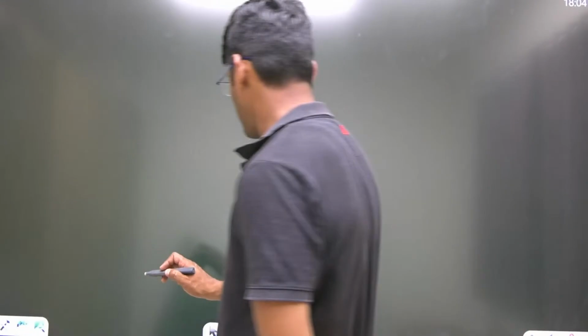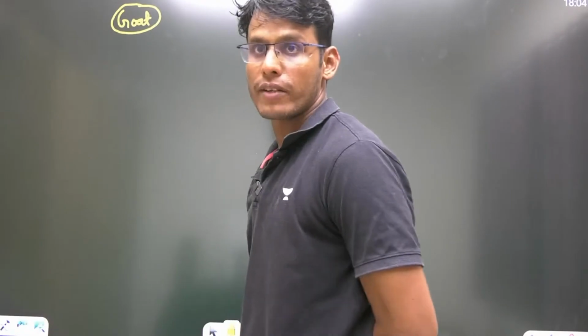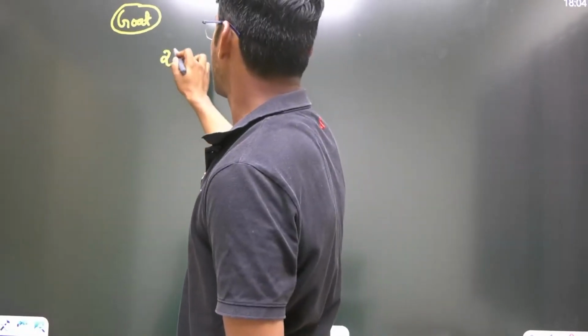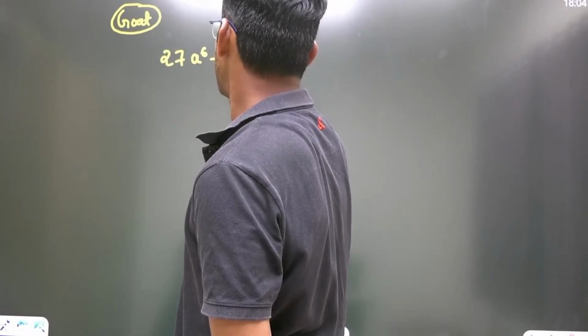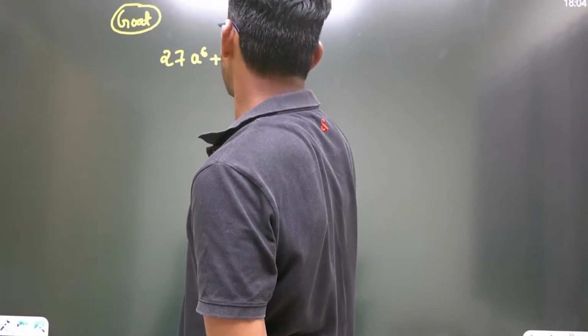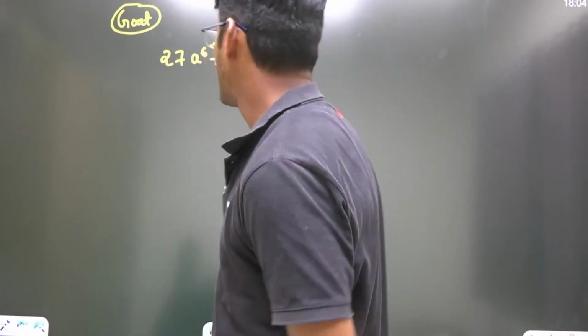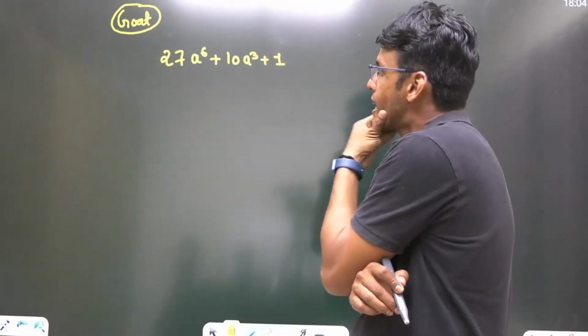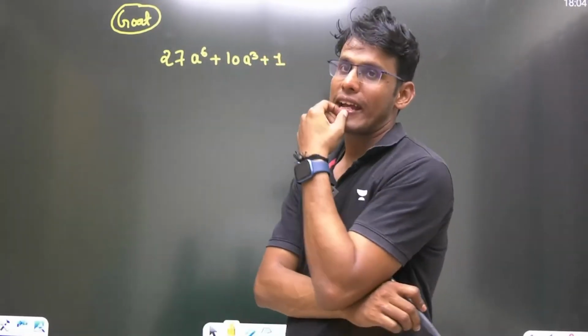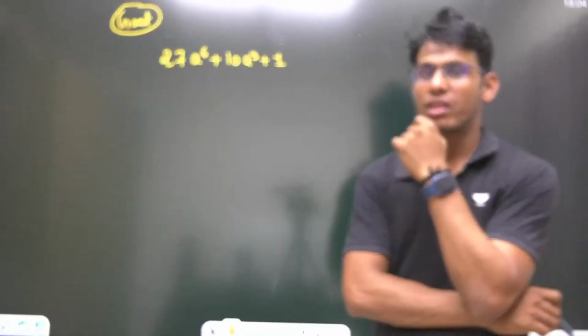This is a GOAT problem. If any one of you get it, you are GOAT. 27 a to the power 6 plus 10a cube plus 1. Okay, this you need to have. This is a very difficult factorization. I consider this a very, very difficult factorization.